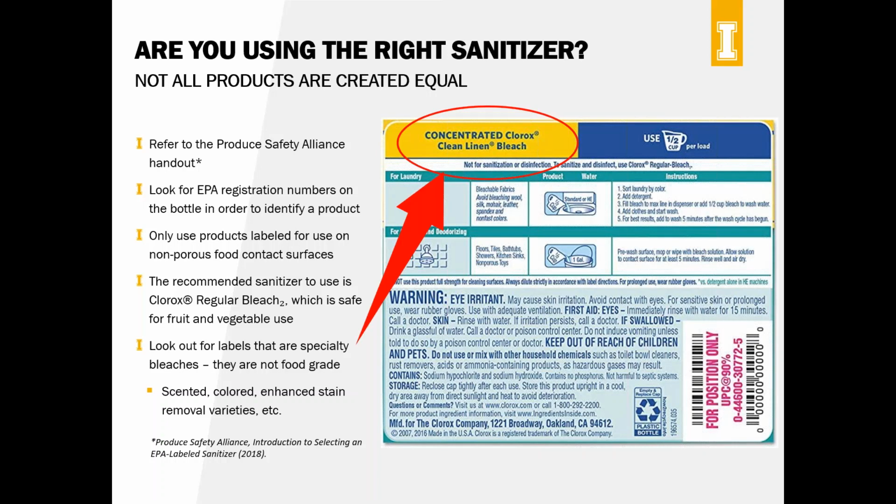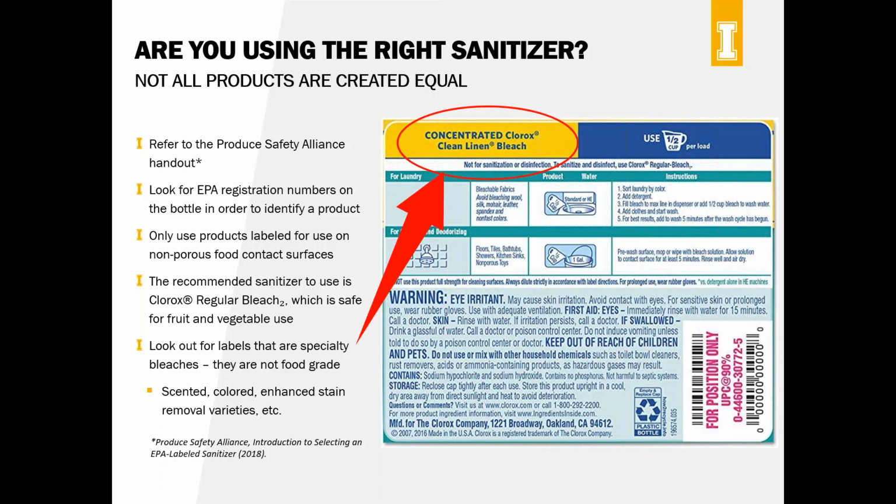But you can take your product and look for an EPA registration number on it, which will help you identify the product and whether it will be safe for your intended use. You can also find information on usage based on that number. You only want to use products that are labeled for food contact surfaces or for use on fruits and vegetables. The recommended one that we talk about is basically just Clorox regular bleach, which is indicated on the label and also on the Produce Safety Alliance spreadsheet as being safe for fruit and vegetable use, and indicated by the EPA. We'll talk about that in the next slide.